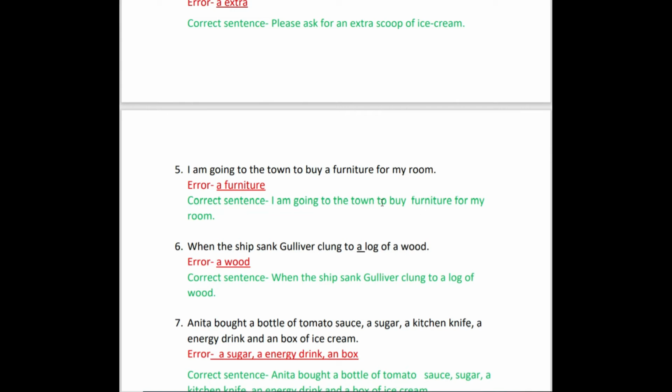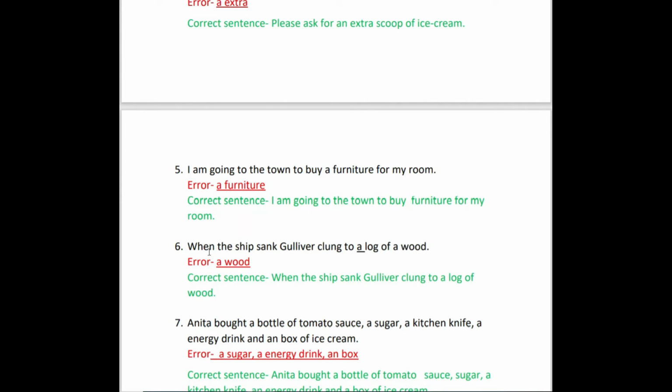Why have we removed a here? Because it is not countable. Furniture is not countable. It is uncountable. Furniture includes everything: your sofa, your table, your chair, everything comes in the furniture. So it is not countable. We can't say a furniture. So the right answer is: I'm going to the town to buy furniture for my room.